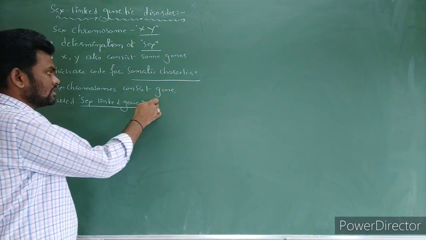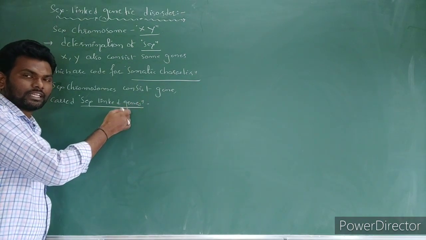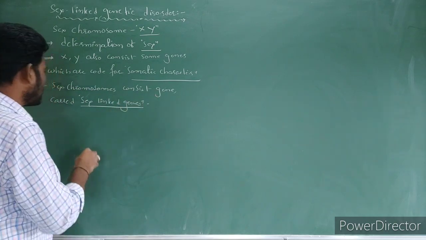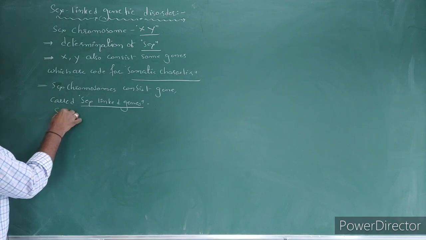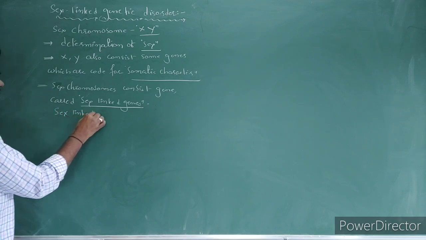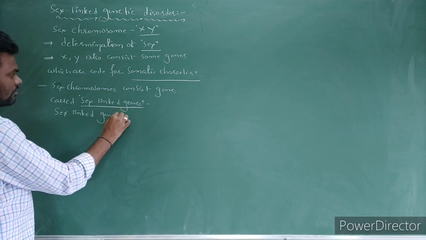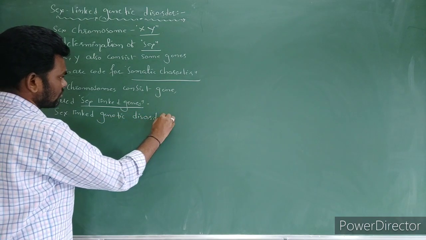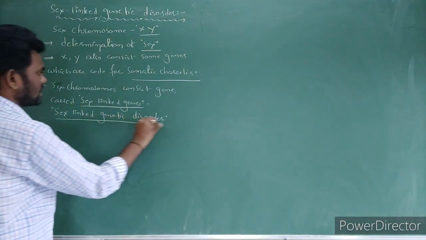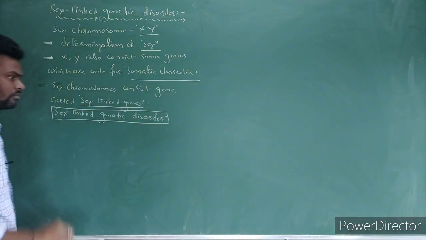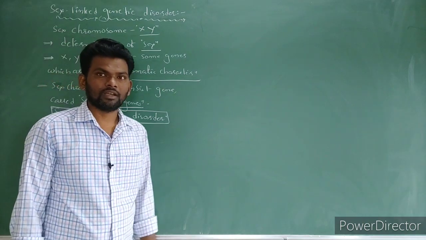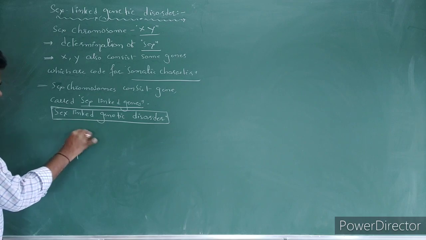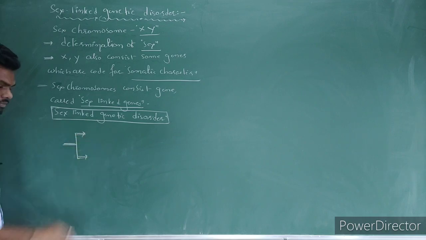Now if a mutation occurs on the X chromosome containing genes, it leads to genetic disorders. So such disorders are called what? Sex linked genetic disorders. This is actually today's topic. Got the point? Okay.